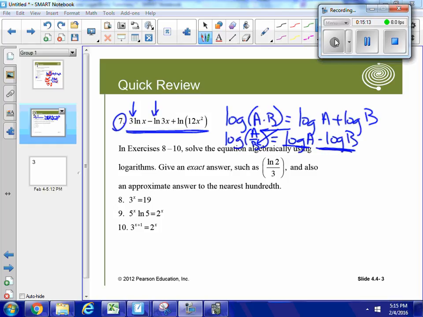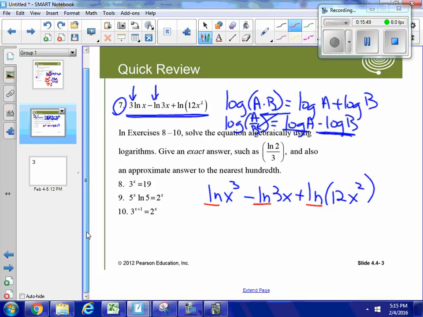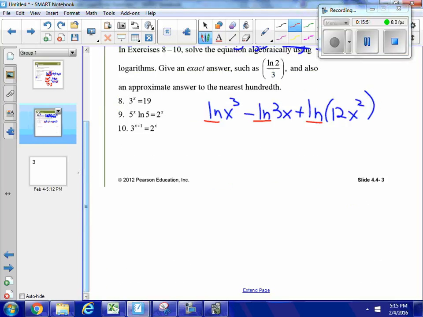So those that are negative go in the denominator, and those that are positive go into the numerator. All right, but first I'm going to change this first one. Instead of 3 log x, I'm going to make it ln x cubed. Because in order to condense, I have to have all of them being just plain old logarithms, no coefficients. So that is going to be minus ln 3x, and that's going to be plus ln 12x squared. So now I have a situation where I have logarithms, all of the same base. They're all base e, natural logarithms.